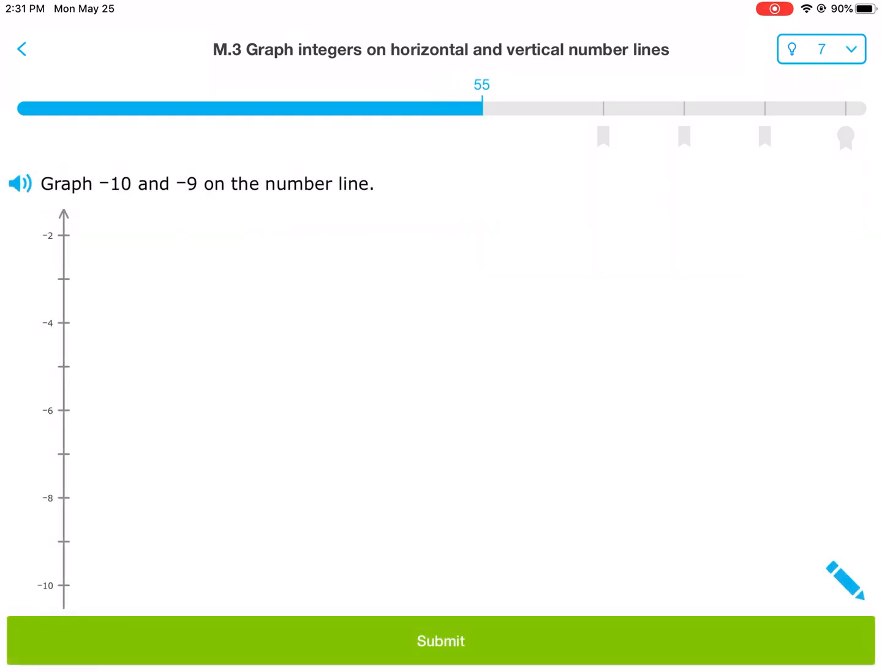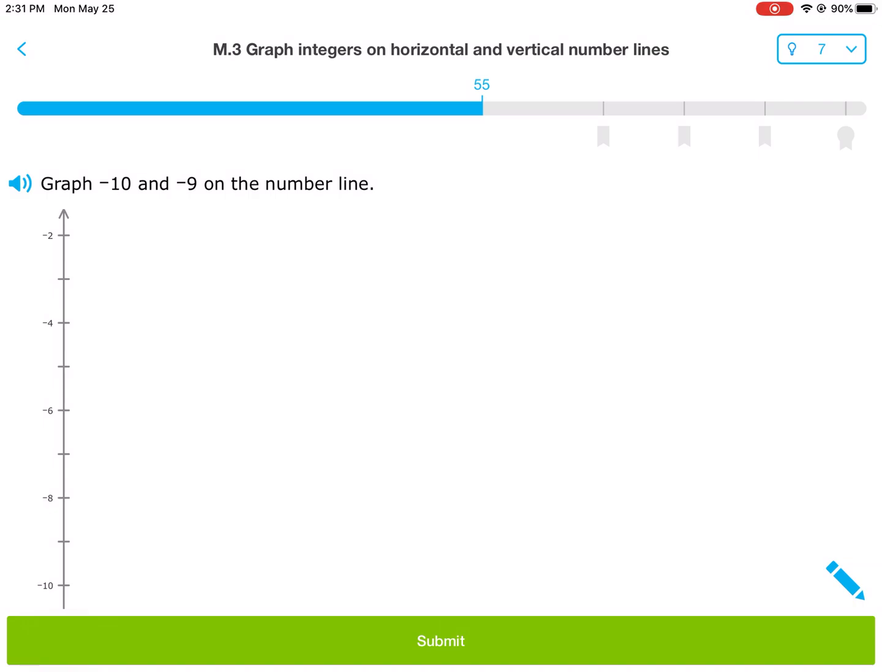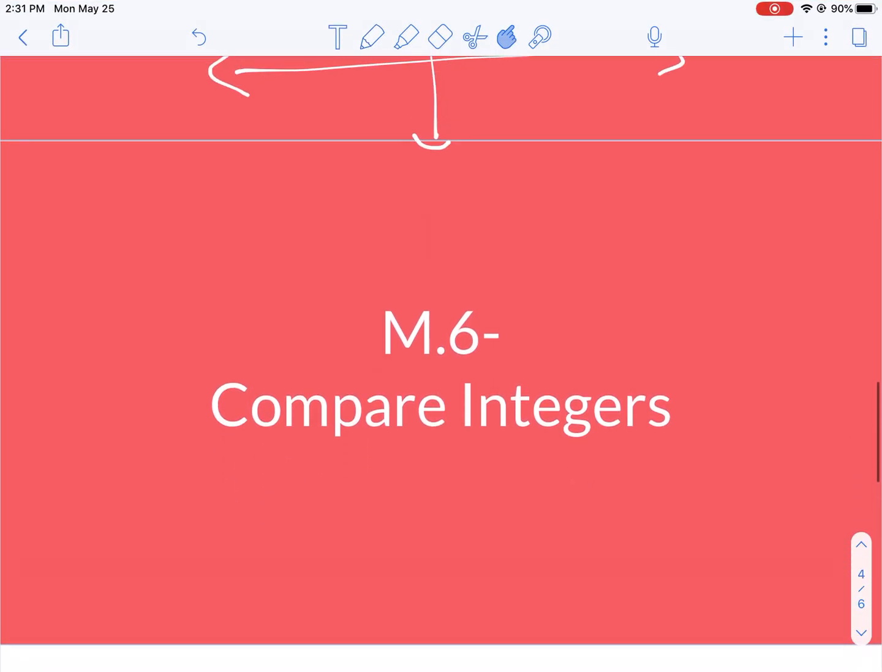All right, so you guys are just going to work on that, again, to a SMART score of 60. I'm almost there. You saw how quick that was. So that is your second strand. Then if we go back and look, the next strand is going to be M.6, comparing integers. This is where you guys are going to bring back in those symbols, okay?